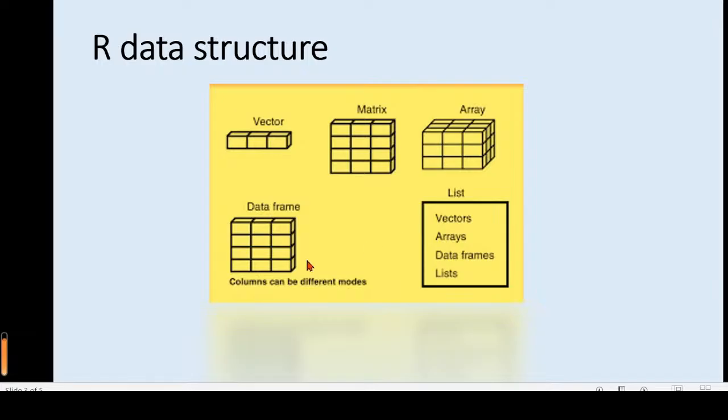So this figure illustrates those basic data structures in R. This is a vector, one dimension, the matrix for two dimensions, an array, here is 3 dimensions, and a data frame is 2 dimensions, but columns can be of different modes, meaning the value type. And a list is an object that can, for example, combine vectors, arrays, data frames, or even lists themselves. Many R packages use lists as the form for the calculation outputs.